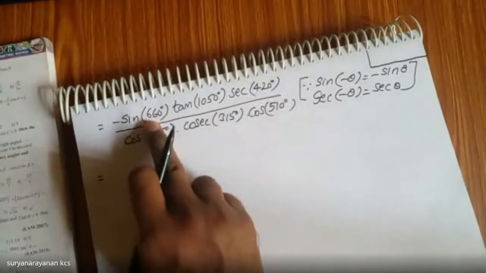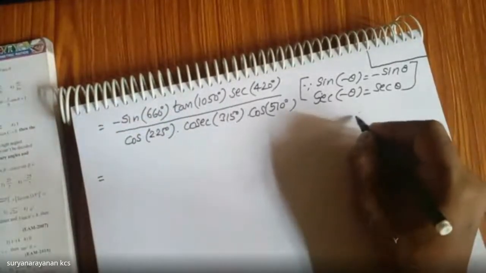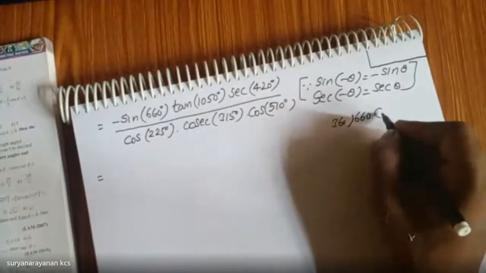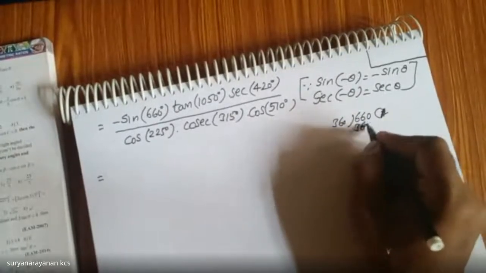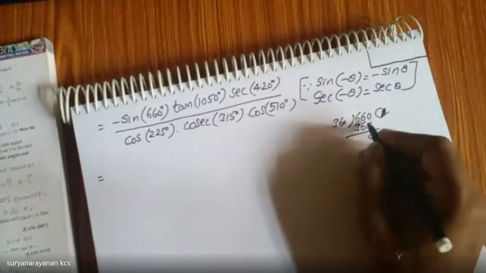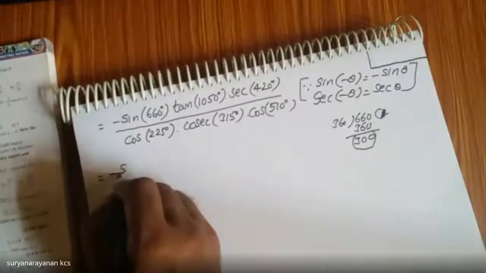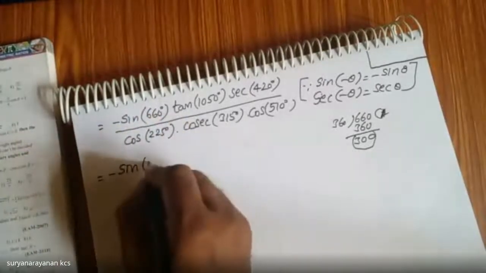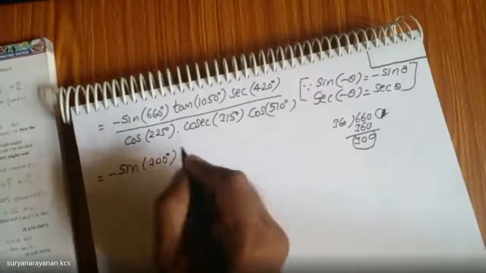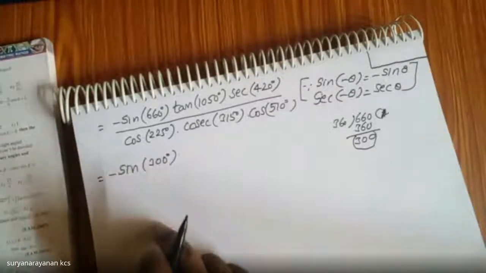Now we divide 660 degrees by 360 degrees. How many times? One time. Then what will we get here? 300, sir. So minus sine of 300 degrees. In the place of 660 degrees, we can write 300 degrees only. Previously also I told you, whatever remainder you get here, we can write that angle directly.